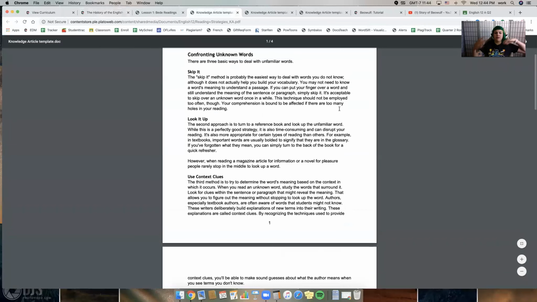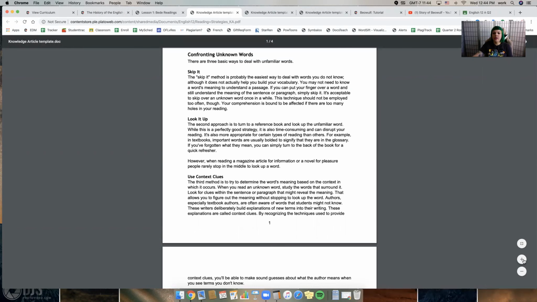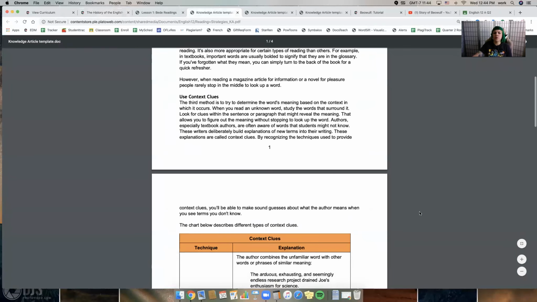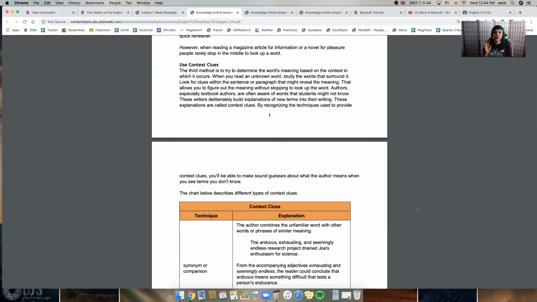So this kind of talks about different ways that we deal with unfamiliar words. We don't really need to talk about all of those because we're going to talk about context clues. So what that means is that you're trying to determine the meaning of a word based on the context in which it occurs, meaning what the other words around it are, kind of what the situation is. So when you read an unknown word, study the words that surround it, look for clues that might reveal the meaning. This allows you to figure it out without stopping to look up the word.